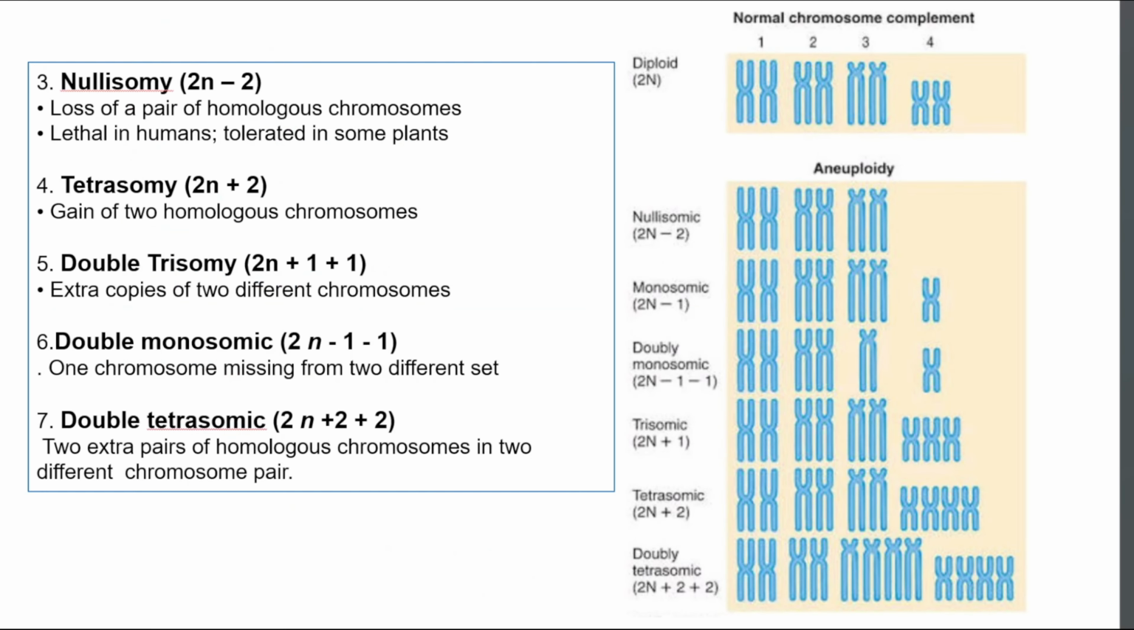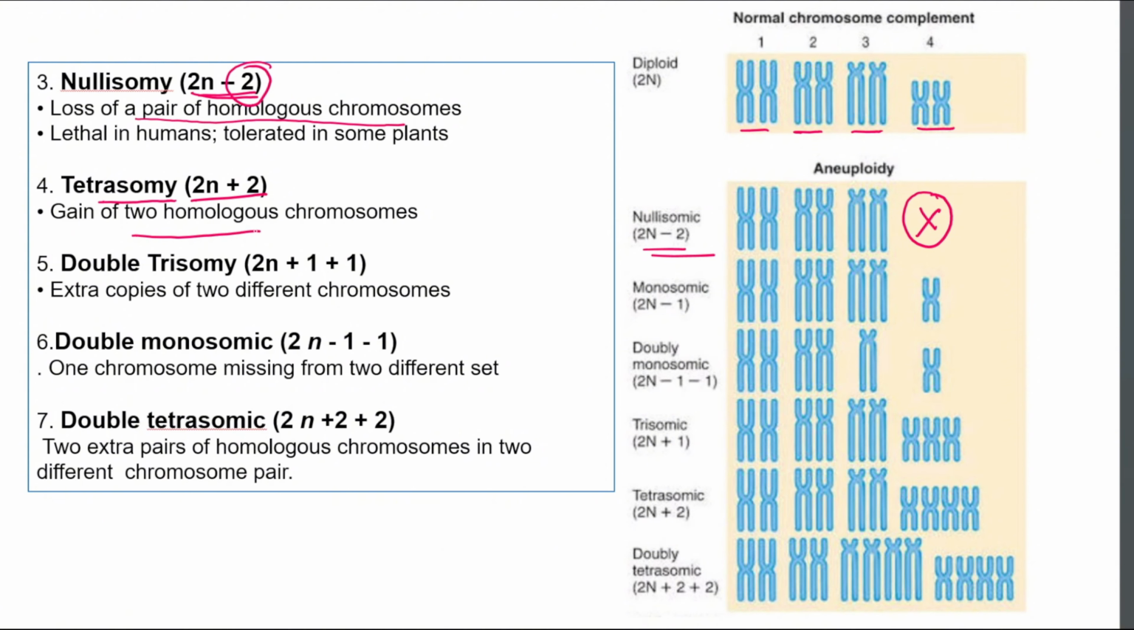Another aneuploidy is nullisomy, that is 2n minus 2. Loss of a pair of homologous chromosomes. So 2n minus 2 means loss of a pair of homologous chromosomes. In diploid here we have chromosome 1, chromosome 2, chromosome 3 and chromosome 4. In nullisomy, a pair of homologous chromosomes is fully missing. That is called nullisomy.